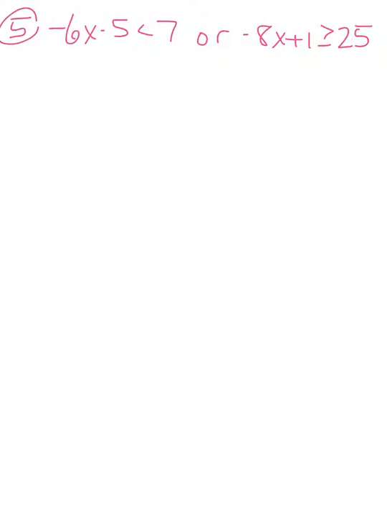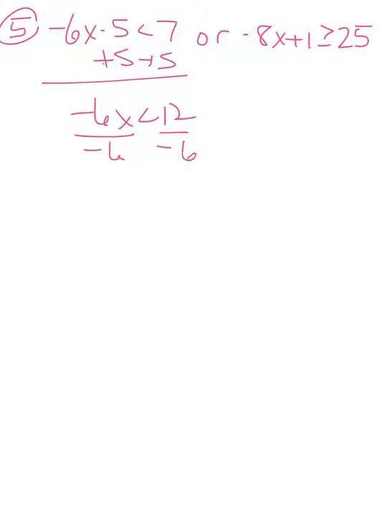So our next compound inequality says -6x minus 5 is less than 7, or -8x plus 1 is greater than or equal to 25. So I'm going to solve them separately. So on the left-hand side, I'm going to add 5 to both sides. And I have -6x is less than 12. Divide both sides by -6, and I have x is greater than. Now remember, I need to change the direction of the sign because I divided by a negative number. So I have x is greater than -2.